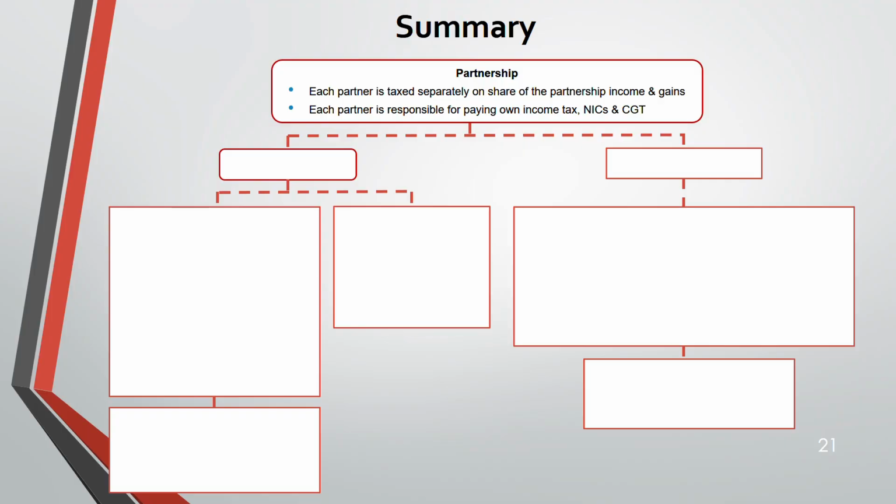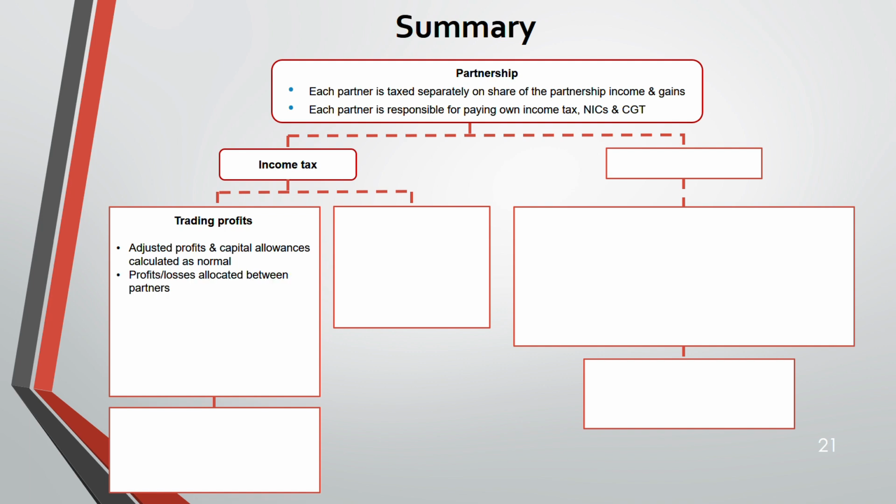So now let us summarize this lecture. Partnership. Each partner is taxed separately on their share of income and gains. Each partner is responsible for paying their own income tax, NIC and CGT. Now, from the point of income tax, we went through trading profit. Okay, trading profit, it is adjusted normally how we do for sole trader, and capital allowances also are calculated and deducted from the tax adjusted trading profit.